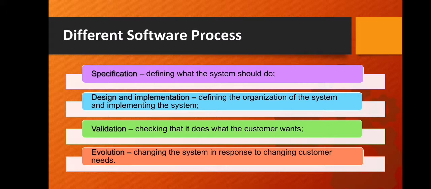Validation is the checking if the software meets the needs of the customers or of the customer. And fourth, we have evolution. So the evolution is the changing the system in response to changing customer needs. So the software should be evolving and adapting to the changes, okay, that is happening within a business or an organization.